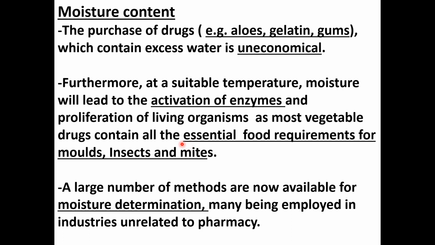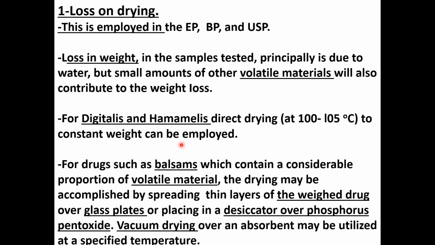Large number of methods exist for the moisture determination, including loss on drying, loss on weight. Actually, loss on weight by heating, for example, at 100 degrees centigrade would lead to loss of water, but also in some instances, loss of volatile oil. This method is suitable for drugs such as digitalis and amines, which contain no volatile oil. However, in case of balsams which contain volatile oil, this method is not accurate.